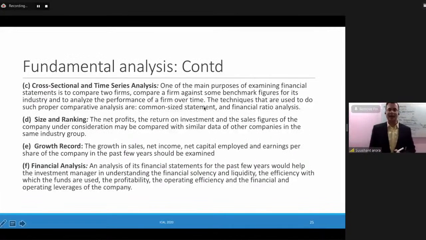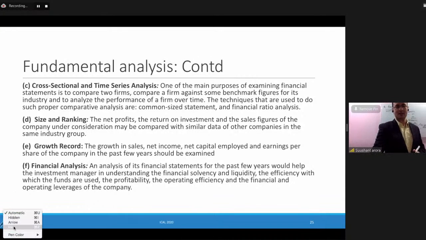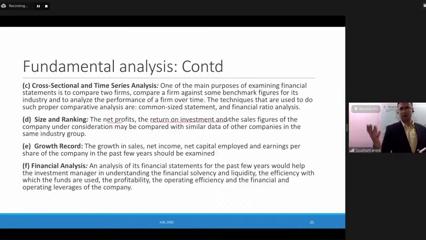So we can have size and ranking. Okay. So as I just showed you, students, the net profits, return on investments, you can calculate ROCE, return on capital employed, return on net worth, whatever the ratios are, and compare with the similar data of the other companies in the same industry group.